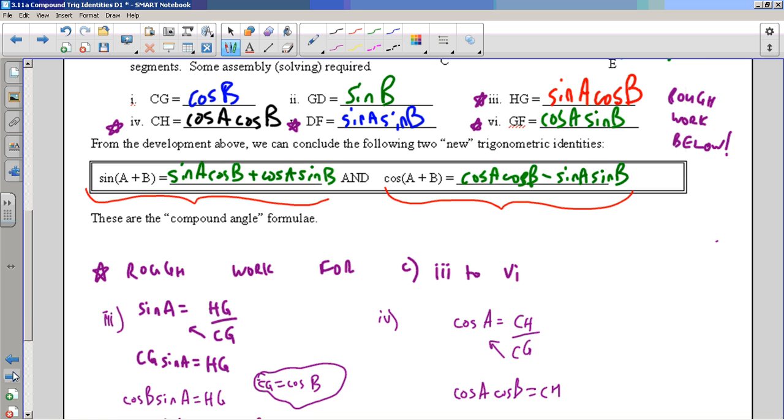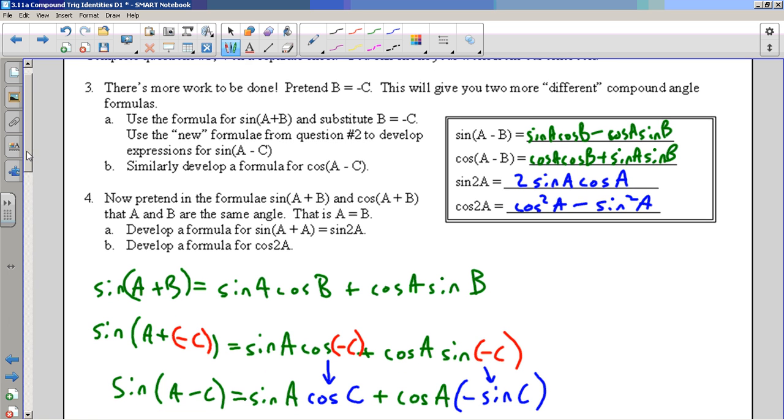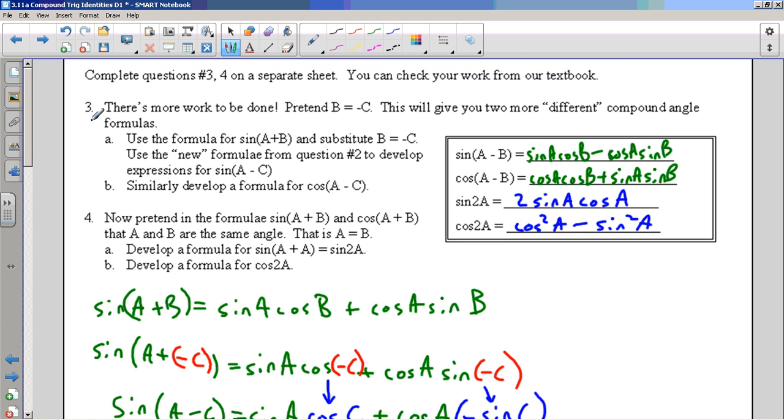Okay, and then the last part of the investigation involves using these formulas and coming up with four more, actually. It says complete questions 3 and 4 on a separate sheet. Hopefully you did this. Now, I'm going to take up the first one, so you can get the flavor. If you didn't understand 3 or 4 or haven't tried it yet, you do this.